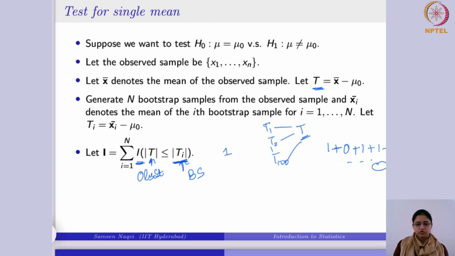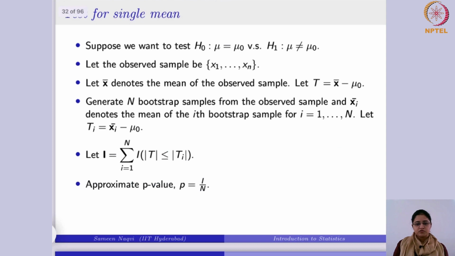Now what will you do? You can take the proportion of that. So that is basically your p value. So n is the total number of bootstrap samples and I is basically the count where this absolute value is greater than this. So how many times basically the bootstrap statistic is more extreme than the observed test statistic. So here p value is the proportion of the TIs that are as extreme or more extreme than the observed ones.